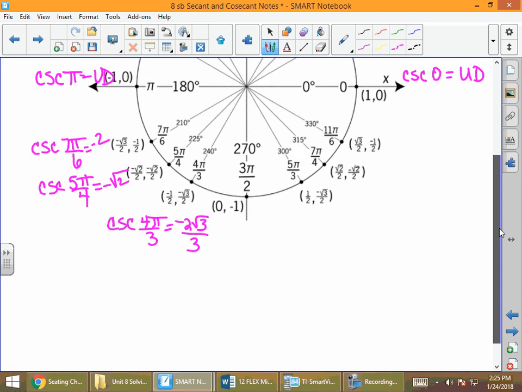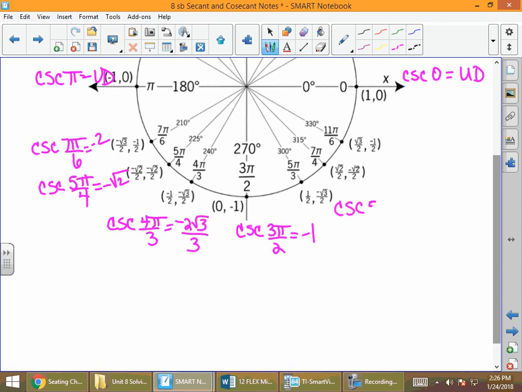And to finish our unit circle here, the cosecant of 3 pi over 2 is going to be the reciprocal of negative 1, which is negative 1. So our values here should look familiar. 2, square root of 2, 2 radical 3 over 3. Same numbers, just different signs. And that's what's happening as we finish.